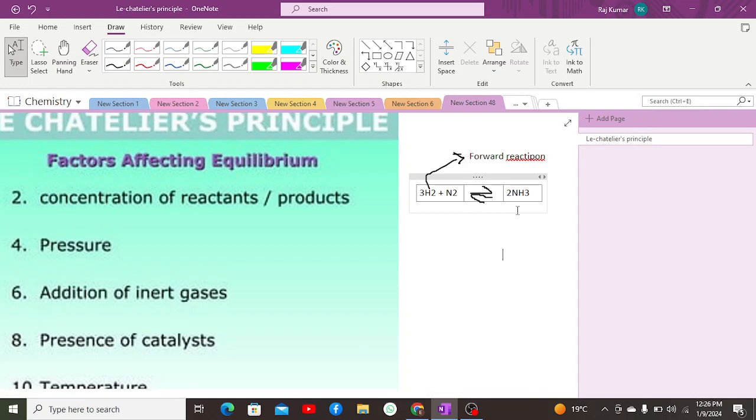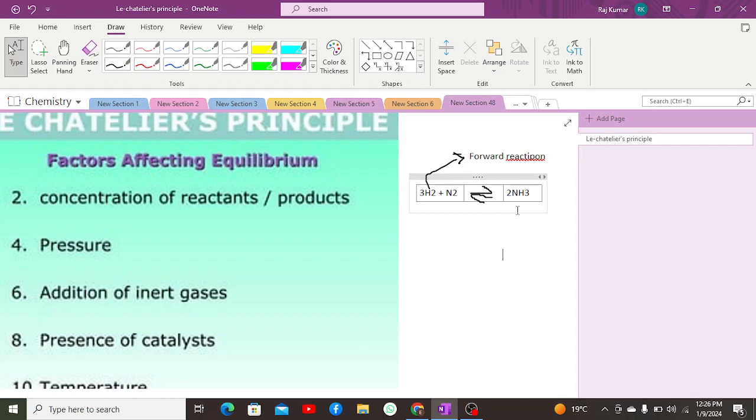Likewise, if we increase the concentration of products, it will cause more effective collisions per second, as a result of which more of the products will be able to participate in the backward reaction. Which means the net rate of backward reaction will be higher than the forward reaction, and the backward reaction will occur.